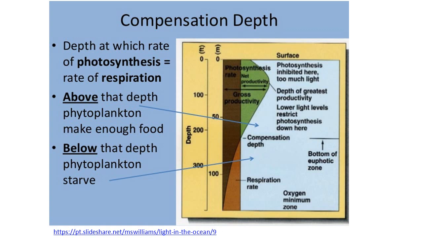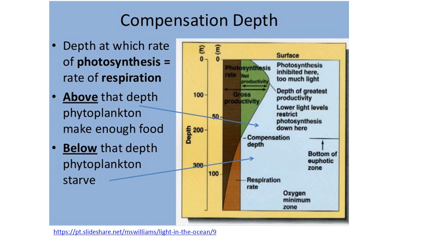In that case, konti na lang yung light na nakaka-penetrate sa area na yon until sa wala na talagang light. So, you have here photosynthesis inhibited here because of too much light, and then at few meters below, depth of greatest productivity, and then lower light levels restrict photosynthesis down here. So, below the bottom of euphotic zone, pa-restrict yung photosynthetic activity because of the absence of light. Pakunti na lang ng pakunti yung light penetration.